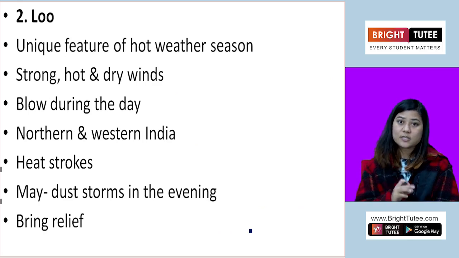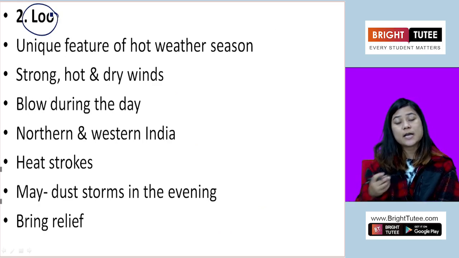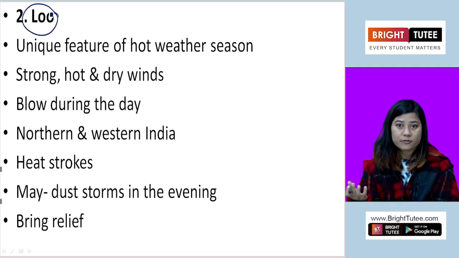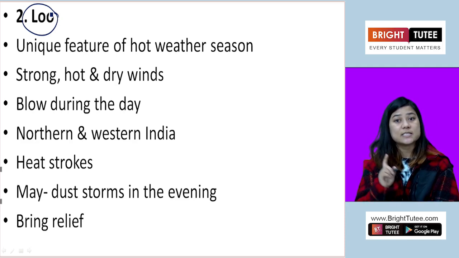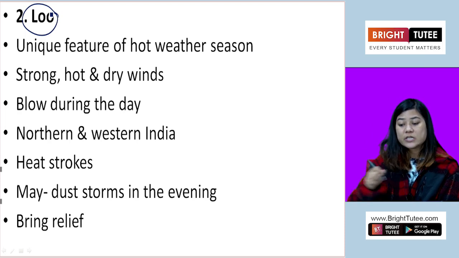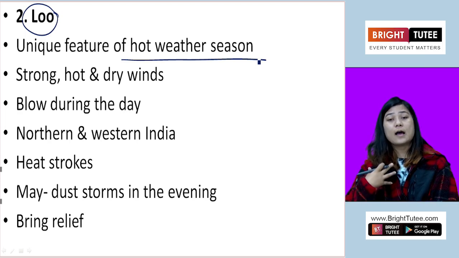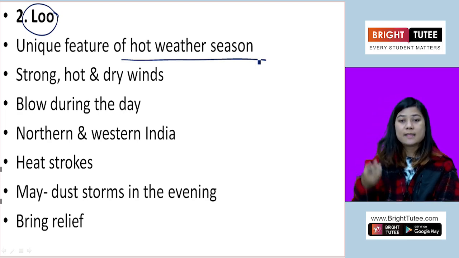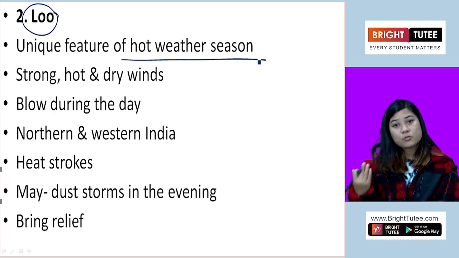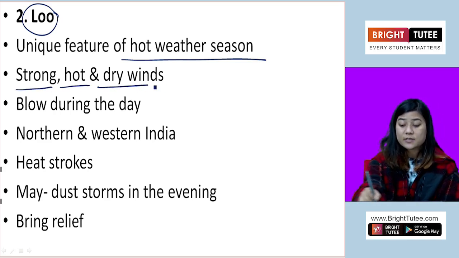Now the next such local term is lu. The local terms that we are learning are the terms given to the wind which brings thunderstorms and heavy rain during the season of summer. Now what is lu? Lu is a very unique feature of the hot weather season. When we are experiencing summer, we often also experience lu during that season. Lu is also a wind, right? This wind is strong, hot and very dry.